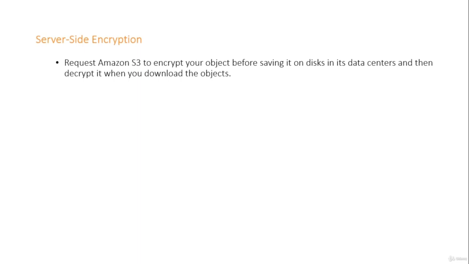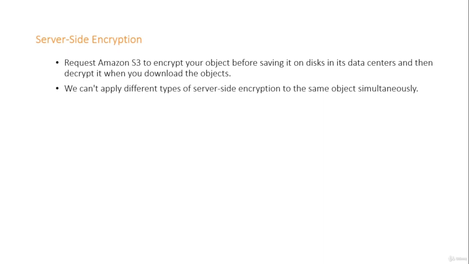Amazon S3 encrypts your object before saving it on disks in its data centers and then decrypts it when you download the objects. Server-side encryption is the encryption of data at its destination by the application or service that receives it. Here, Amazon S3 encrypts your data at the object level as it writes it to disks in its data centers and decrypts it for you when you access it. An important note is that we can't apply different types of server-side encryption to the same object simultaneously.